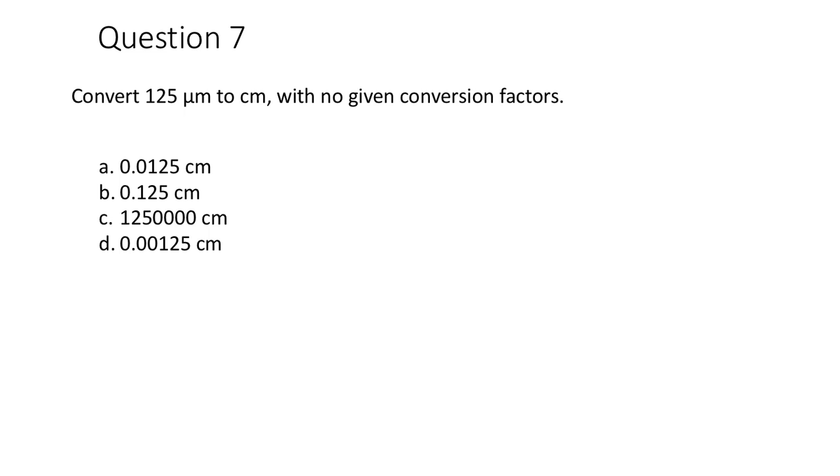Okay, so for this one here, I'm converting 1.25 micrometers to centimeters with no conversion factors that I should look up. And so the key here is trying just to use what micro means, what centi means, what we know about those, and use our memory of that. And so I'm going to use mental analysis: number of centimeters is what I'm looking for, and 1.25 micrometers is what I'm starting with. I start the problem numerically with what I'm given.